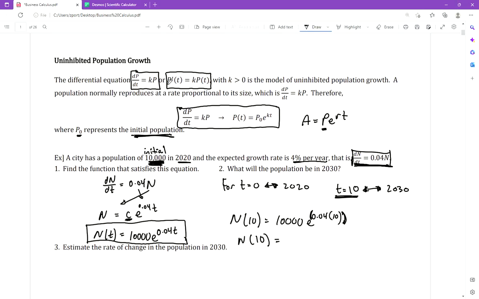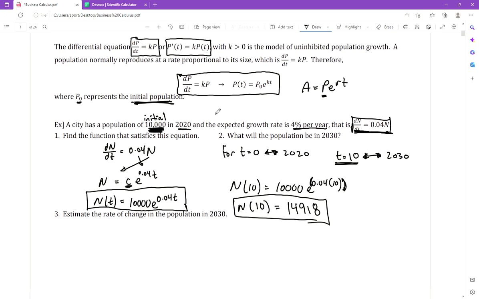Okay, and then we'll just round it to the nearest whole number, so 14,918. Okay, so that's the population 10 years from 2020. So almost 5,000 more.